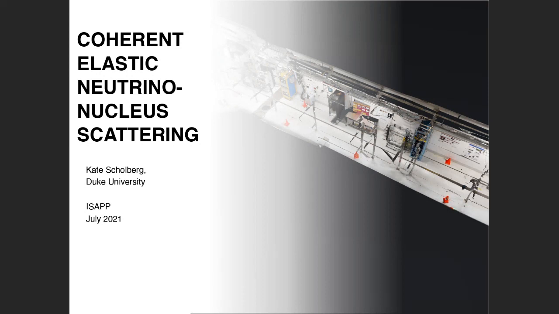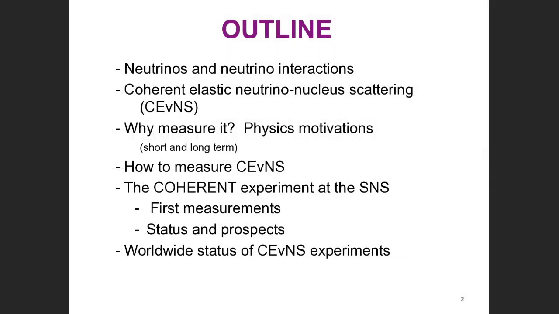Okay, thanks for having me. I'm going to give you an overview about coherent elastic neutrino nucleus scattering, mostly on the experimental side. Here is an outline of what I'm going to talk about. You've probably already heard quite a bit about neutrinos and neutrino interactions, so that will be super brief. I'll tell you about coherent elastic neutrino nucleus scattering, some physics motivations for measuring it, how we go about measuring it, and the experiment that I work on, COHERENT, which has made the first measurements. Then I'm going to broaden it and talk a little bit about other CEvNS experiments worldwide.